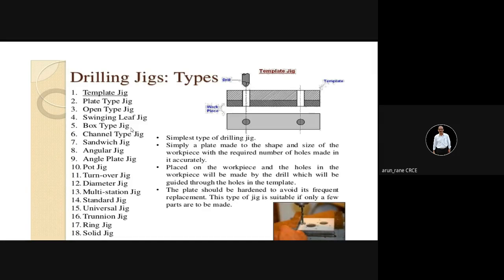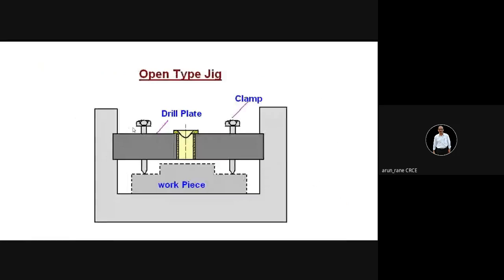I'll also show you how a jig looks. See, this is your open type of jig. This is your workpiece. This entire thing is your jig. The workpiece is clamped here, and this is your jig plate or drill plate in which you have a hardened bush. Why do you have a hardened bush? Because this plate is soft.